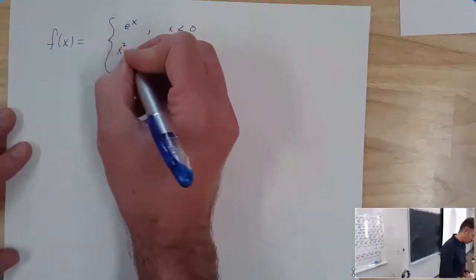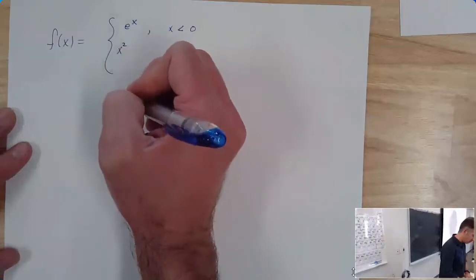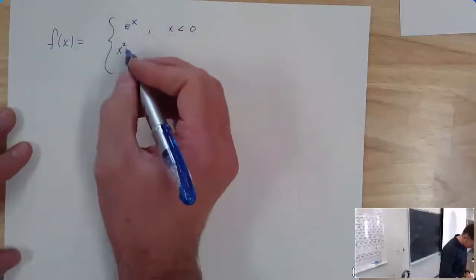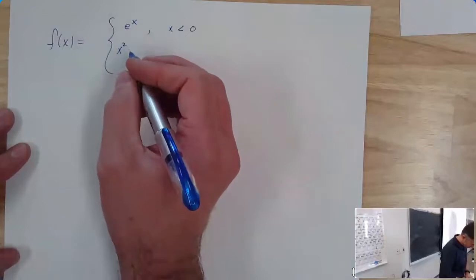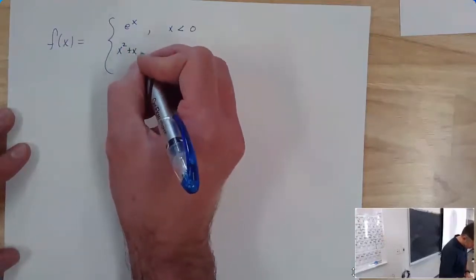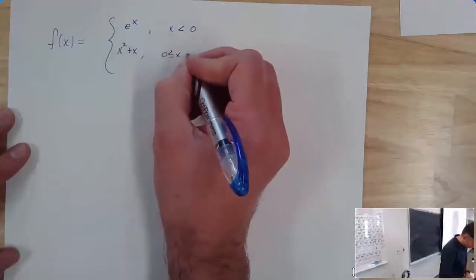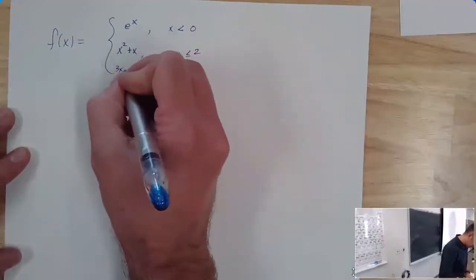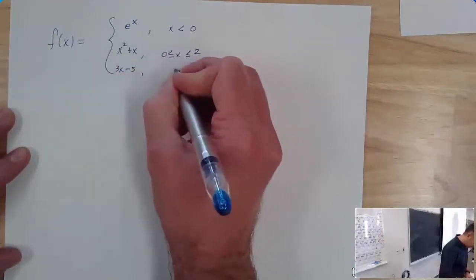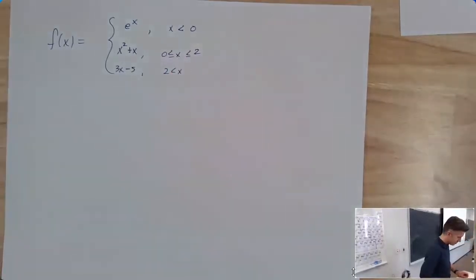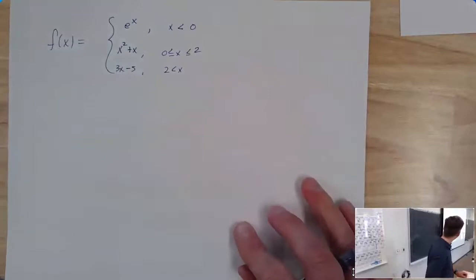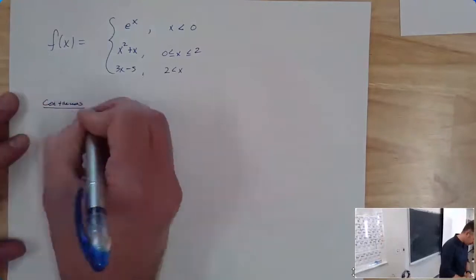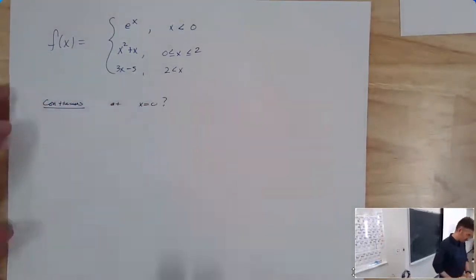x squared plus x when x is greater than or equal to 0 and less than or equal to 2, and 3x minus 5 when x is bigger than 2. So first question, is this continuous at x equal to 0?